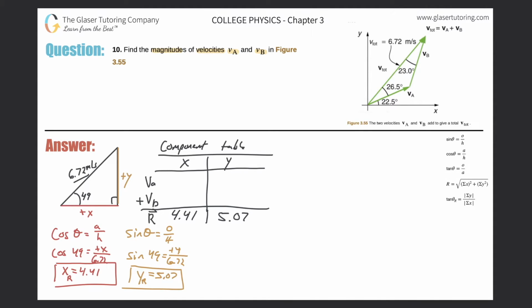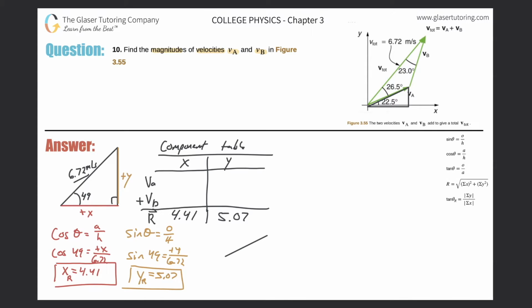Let's first take a look at vector A over here in the picture on the right-hand side. Now, vector A, I want to find vector A's components. So how do I do that? Well, you always have to create your triangle. So here's the hypotenuse. Here would be the X component, and here would be the Y component. So let's take that triangle and let's draw it out here on the bottom of the page.